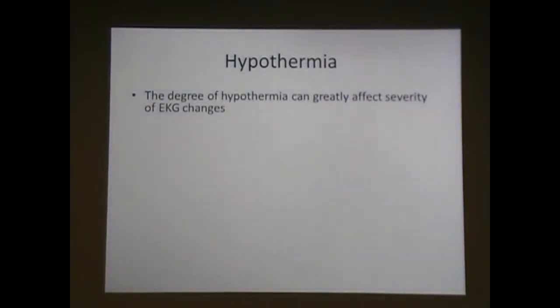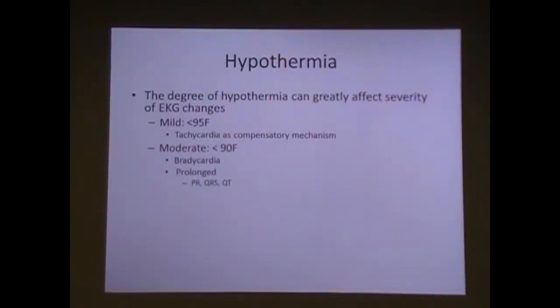The degree of hypothermia can greatly affect the severity of the EKG changes. Mild, generally you're tachycardic, it's a compensatory mechanism. Moderate, less than 90, we're going to get into those bradycardia, the prolonged QTs, PR intervals. The more severe they are, less than 86, you're going to get AFib with slow RVR. Everything's getting stunned. Osborne waves are going to be significantly pronounced. You're going to get a widening of the QRS complex, and they have a high risk of VFib.